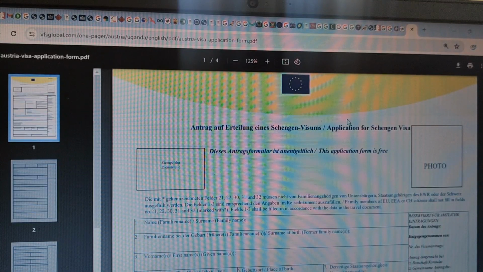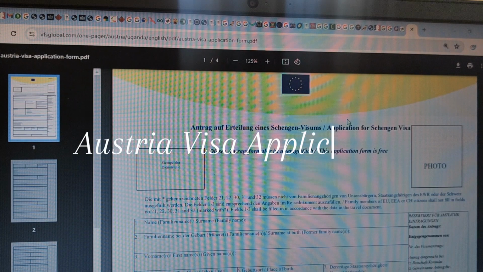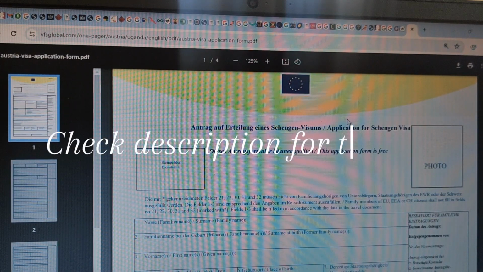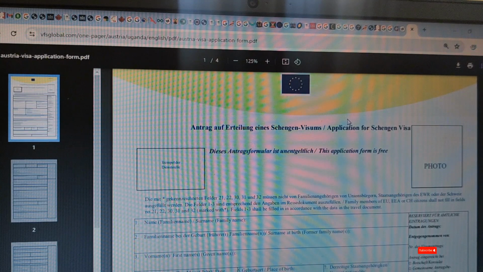Today we'll be doing the Austria Visa application. Kindly check the description to find the link to the visa application form.